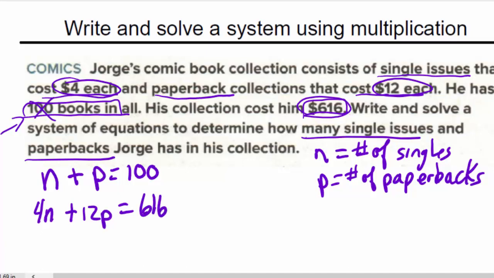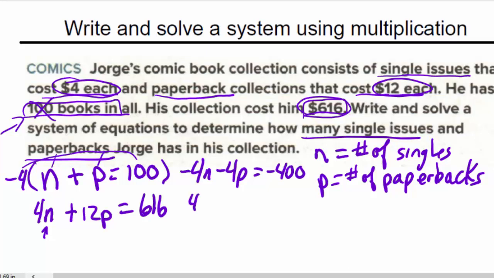Now, when I look at these two, I want to decide which variable I want to cancel, the n or the p, because both the n and the p in the first equation have coefficients of 1. However, the n on the bottom has a coefficient of 4, so it'd probably be easier to make those two match. So I'm going to multiply the top equation by -4, so my coefficients will be the same but opposite signs. When I distribute, I get -4n minus 4p equals, and don't forget to distribute all the way to that 100. That will give you -400.